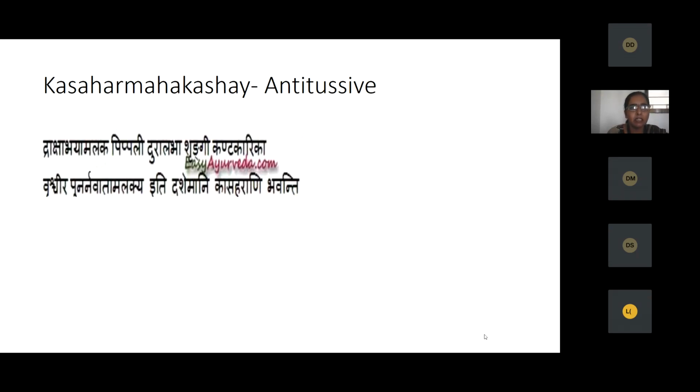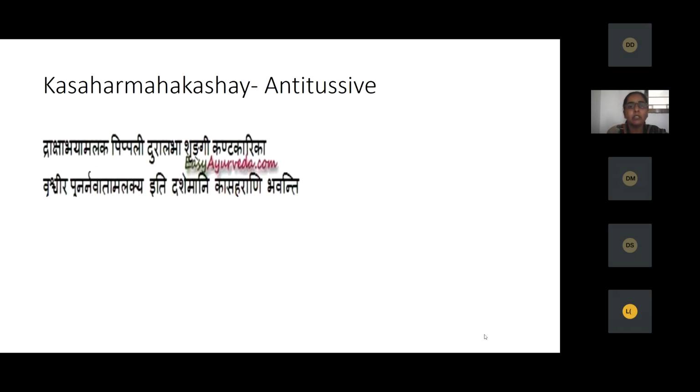Mainly Kasahara Mahakashaya is antitussive in nature, that is Draksha, Abhaya, Amalaki, Duralabha, Shunthi, Kantakari, Rushchira, Punarnava, Tamalaki. These are the Shashtagna Mahakashaya. All these are mainly used as anti-inflammatory and antitussive, and both Kasahara and Shwasahara Mahakashaya are mixed. We can use both Shwasahara and Kasahara Mahakashaya in COPD patients.